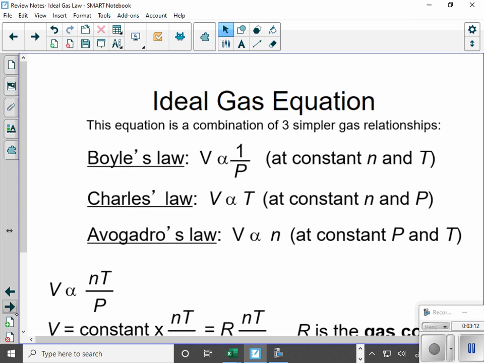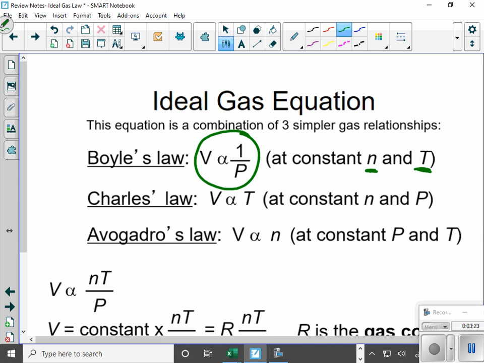He said that if I have a constant number of moles and a constant temperature, then volume is inversely proportional to pressure. Now, if something is inversely proportional, as one gets bigger, as one goes up, the other one gets smaller or goes down. And you see how that P right there is in the denominator? So that means it's inversely proportional.